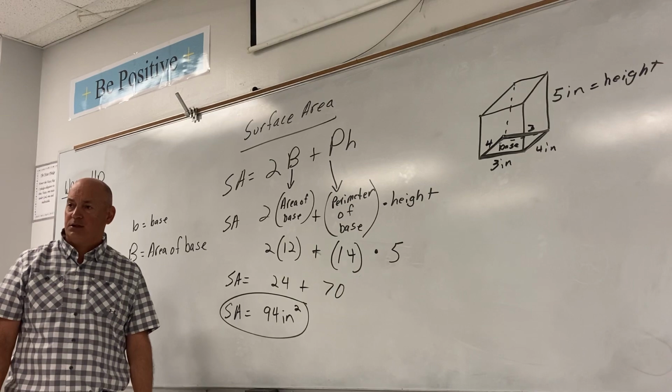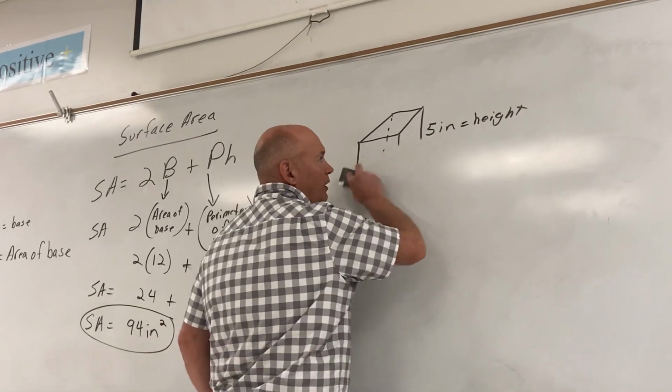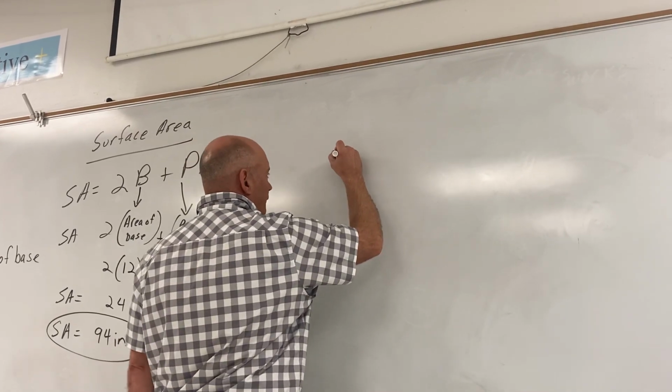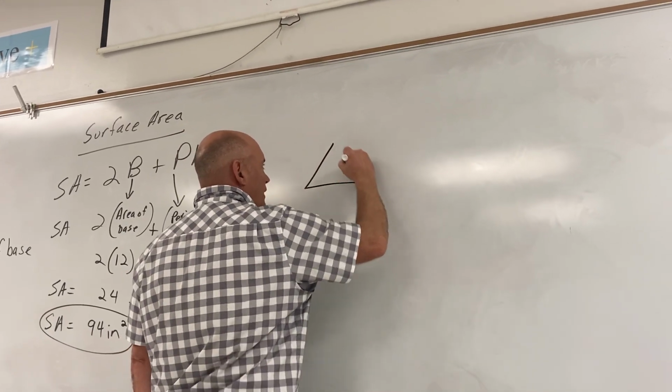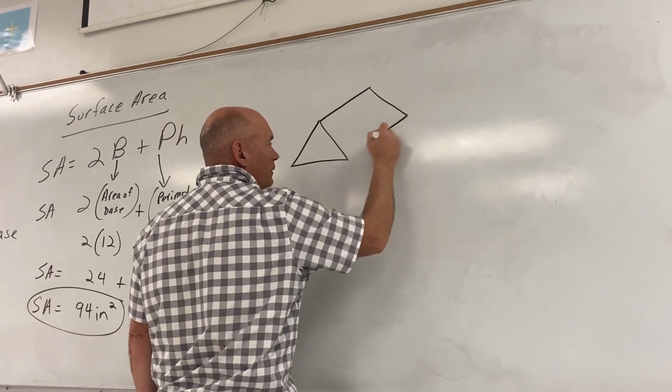So there's your first answer for a rectangular prism. Any questions? Let's change it up. Let's go to a triangular prism. I'm not as good at drawing these, but we'll see. Ooh, not bad.